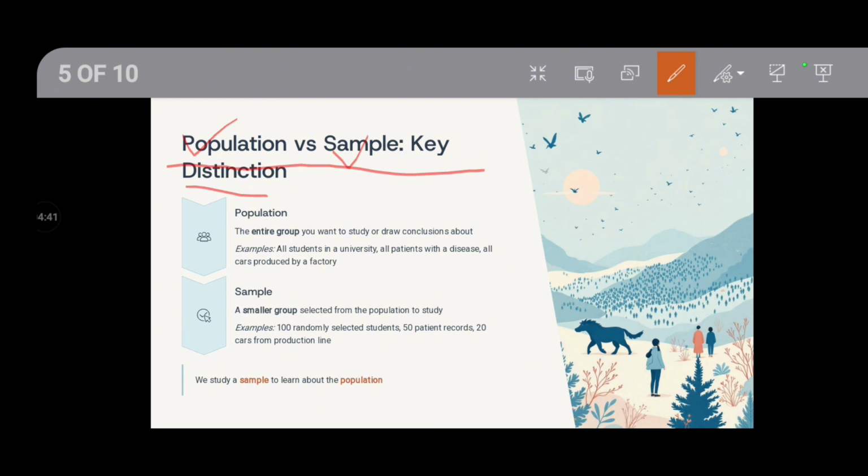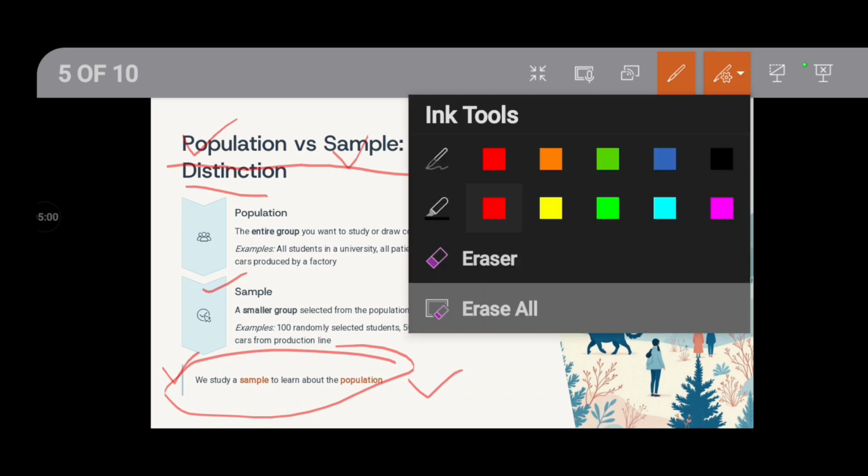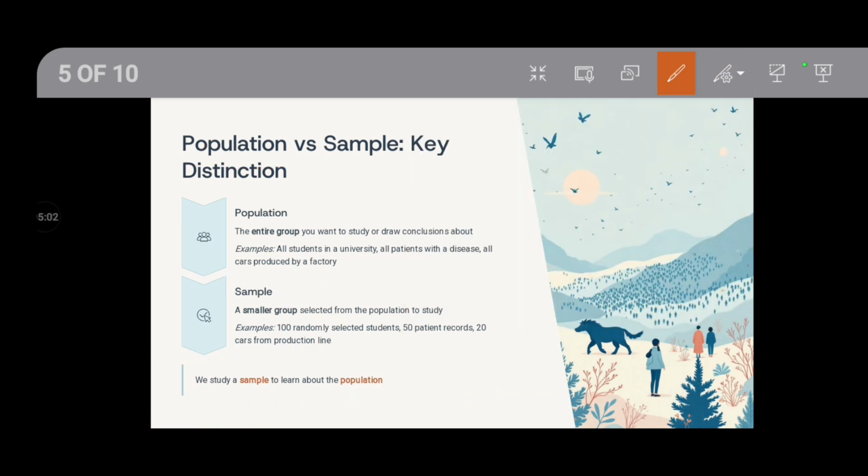So what we do is take a sample, a small group, and make a generalization from that sample data. We study a sample to learn about the population. This is an important point and very simple; it is the conclusion of this. So this is very easy. Now let's go.